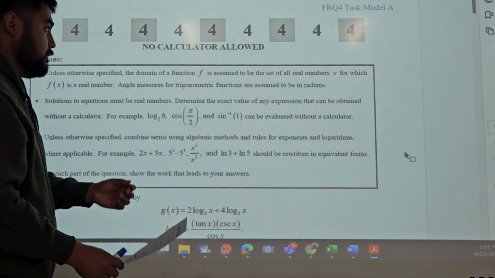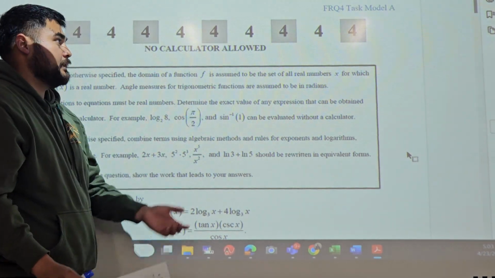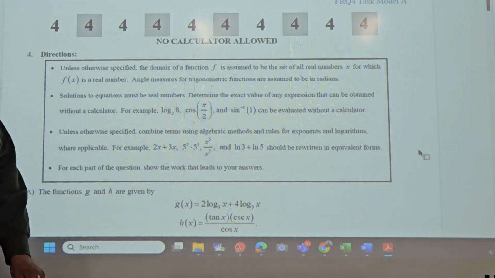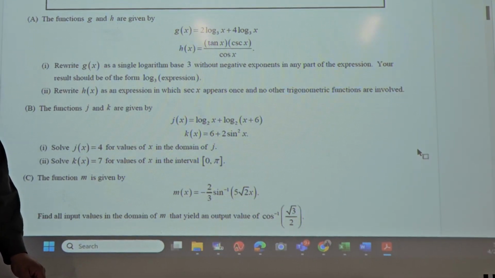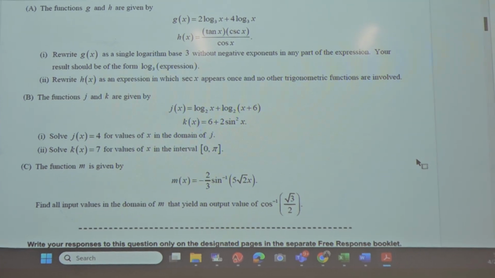So going back to FRQ4, we already went over the natural logs, how to condense and expand. What I want to focus on now is the identities. I'm just going to show you one example for now, and hopefully you guys understand it.